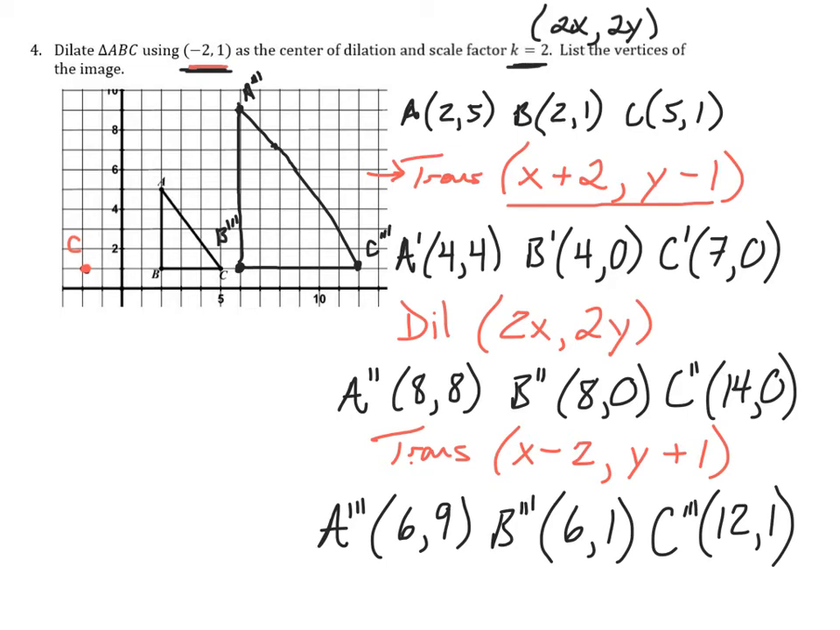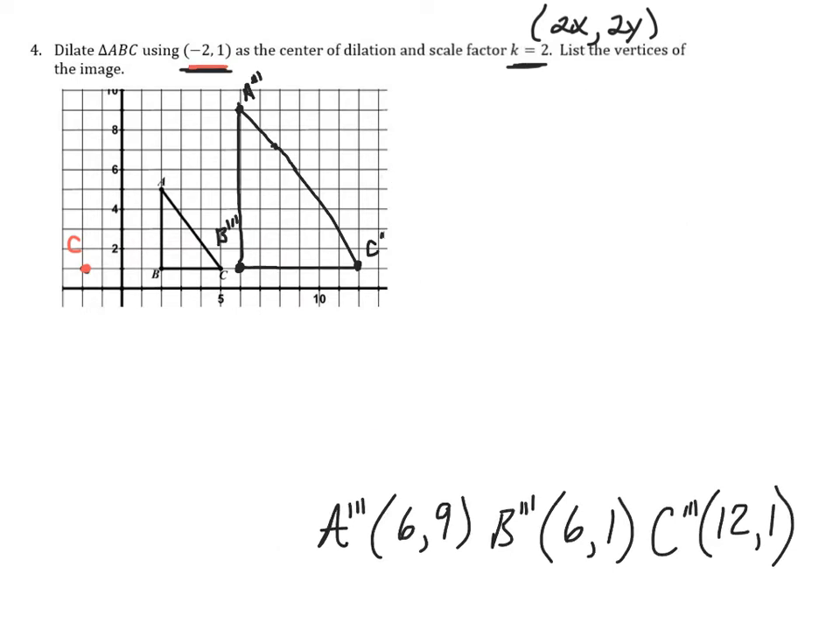So before I move on, I want to think about coming up with a faster method. Is there an easier way for me to get from my pre-image points, A, B, C, to my final A triple prime, B triple prime, C triple prime? So let's go back to the beginning of the problem. What I want to think about is, can I go through all those steps using just one rule? So let's say I'm starting off with my basic point, (x, y).